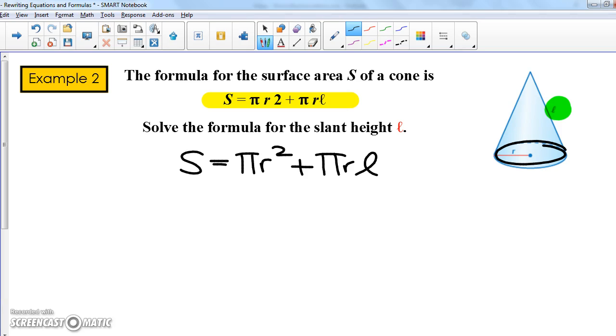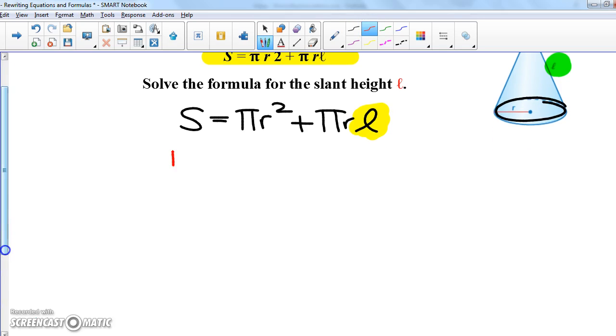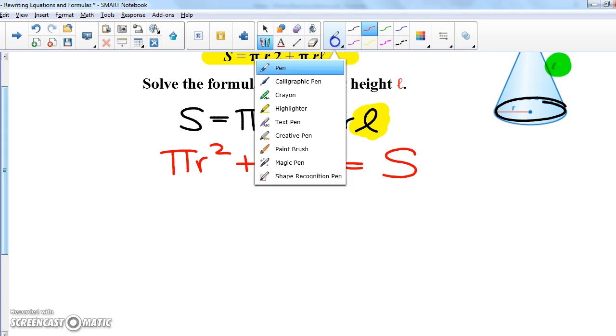All right, so we have to get L all by itself. We have to move everything else over, and we have to get L by itself. So once again, you have a choice. If you want to flip this so that L is on the left, that's fine. I'm going to go ahead and do that. So this way, I move everything else to the right. So I'm going to have pi r squared plus pi r L equals S. So once again, I'm getting L by itself.